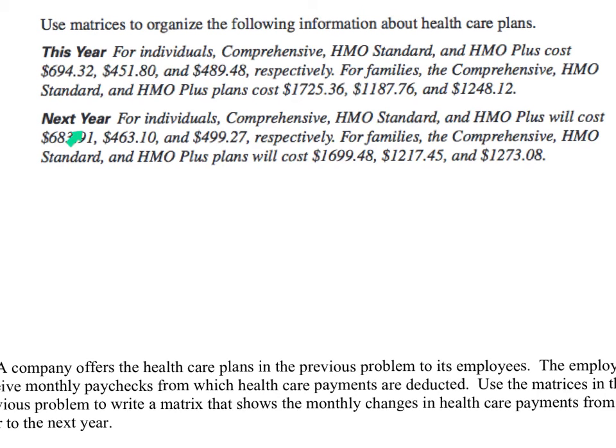And then we have for next year as well, the same thing, and you see here the costs are different for each of them. So we're just going to organize this in a matrix. So I'm going to do 2 matrices. I'm going to do one for this year, and then we'll have one for next year. And we have individual, and we have family. And we have 3 different types for each of them.